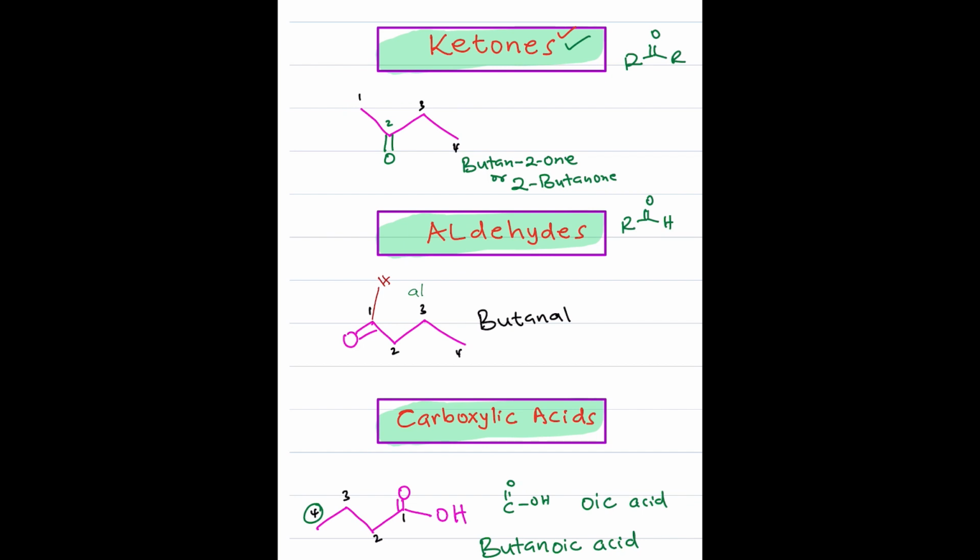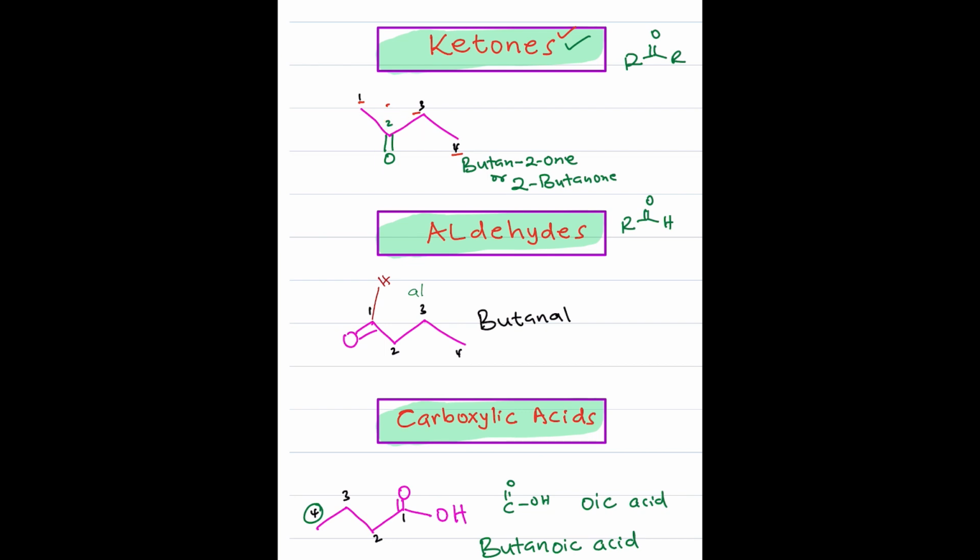Now, how do we name this compound? You want to name it in such a way that the carbonyl group has the lowest number. So if we count from the right, it will be 1, 2, 3, and 4. So it will be on carbon number 3, which is not good. But if we count from the left, it's 1, 2, 3, and 4. So that's better. So we have to start from the left.